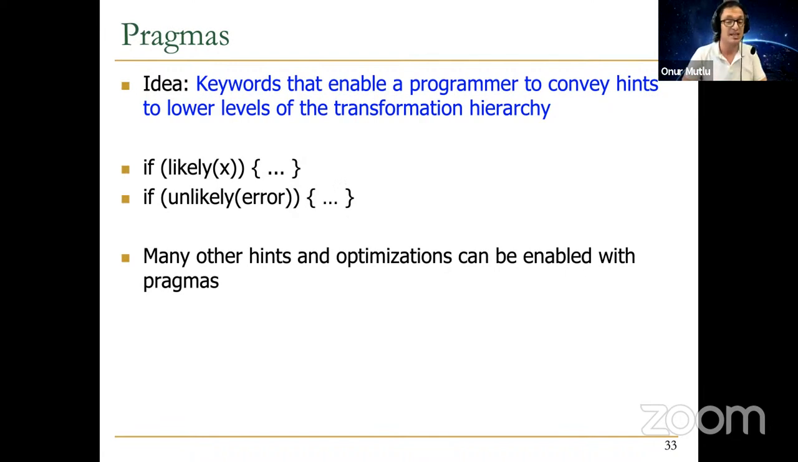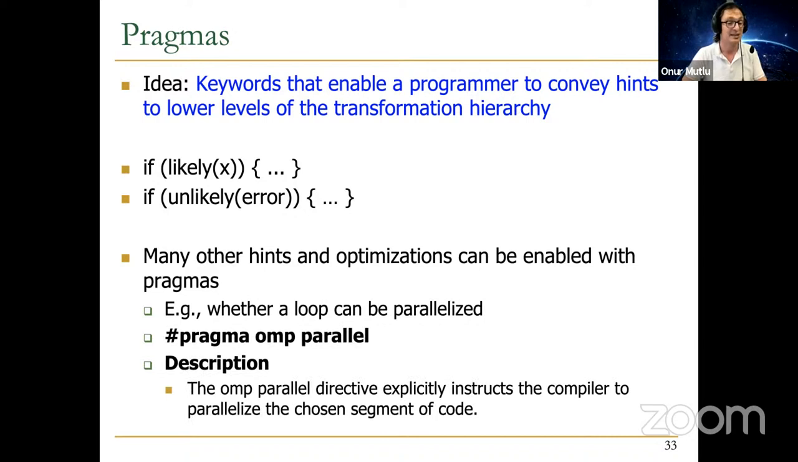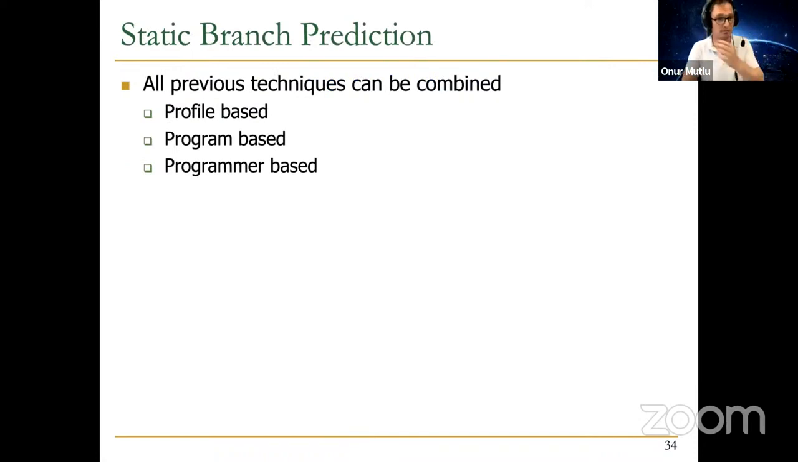Many other hints and optimizations can be enabled with pragmas, for example, whether a loop can be parallelized. You may have seen the OpenMP parallel pragma. This is directly from the OpenMP parallel programming description. This directive explicitly instructs the compiler to parallelize the chosen segment of the code. Here, if you look at likely versus unlikely, you're explicitly instructing the compiler to add a hint bit saying this branch is likely taken and this branch is unlikely taken, right? That's the idea. So you need this sort of programming language support.